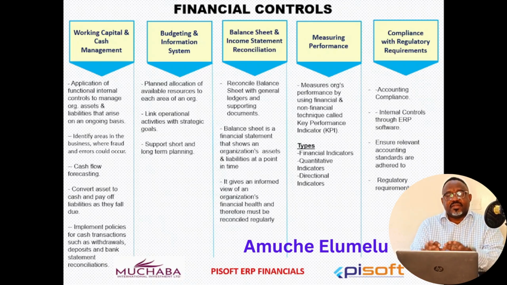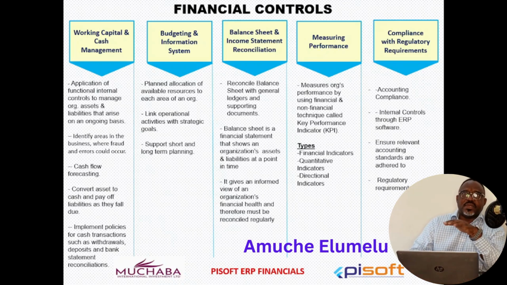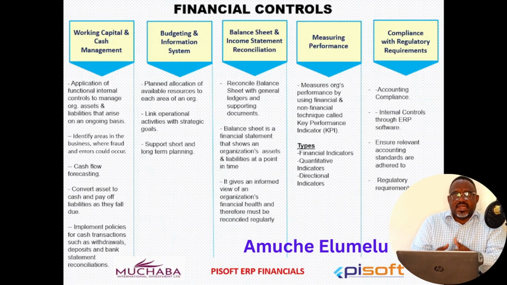So I'm going to show you the various arms of financial controls. That's your working capital and cash management, which is what you see on the screen at the moment. The second area is budgeting and information system. The third is the balance sheet and income statement reconciliation, and measuring performance is the fourth, and then compliance with regulatory requirements. This is what PISOFT will help the business to achieve. So what we see here now is what the accountant sets up in a business. Then how we drill down to the specifics is why we need an ERP system like the PISOFT ERP system. So this is the way the accountant sees it.